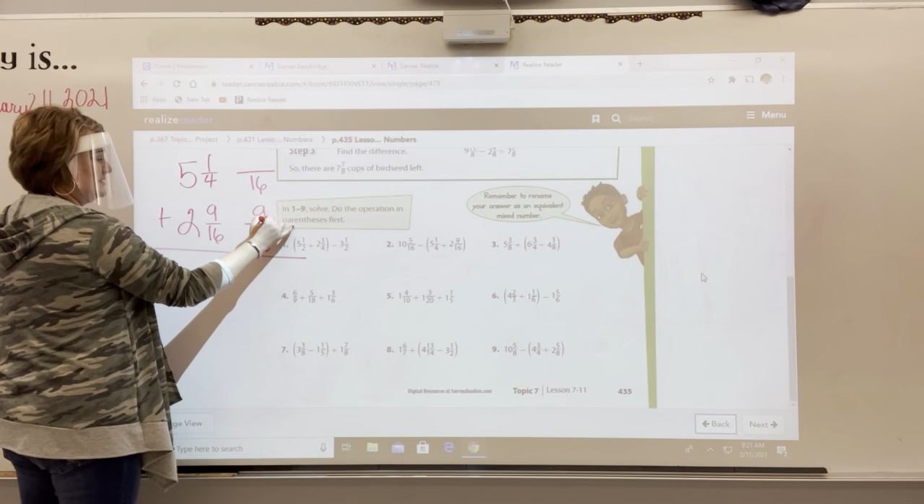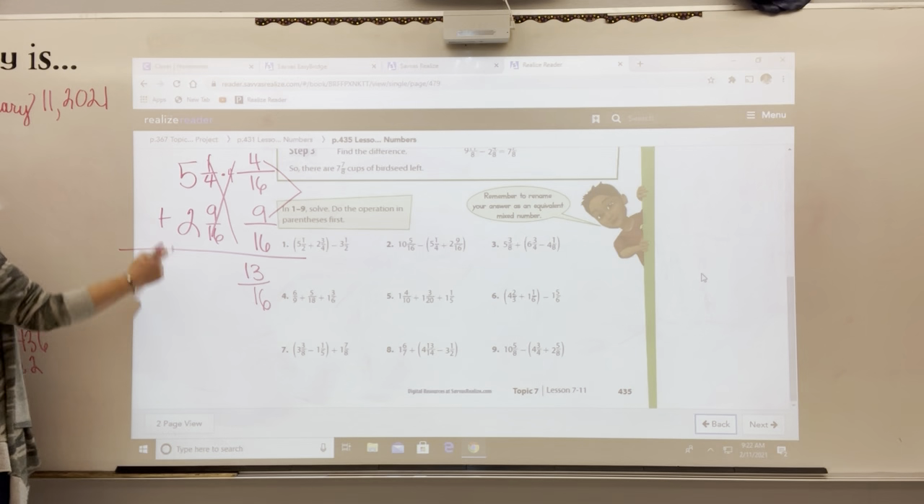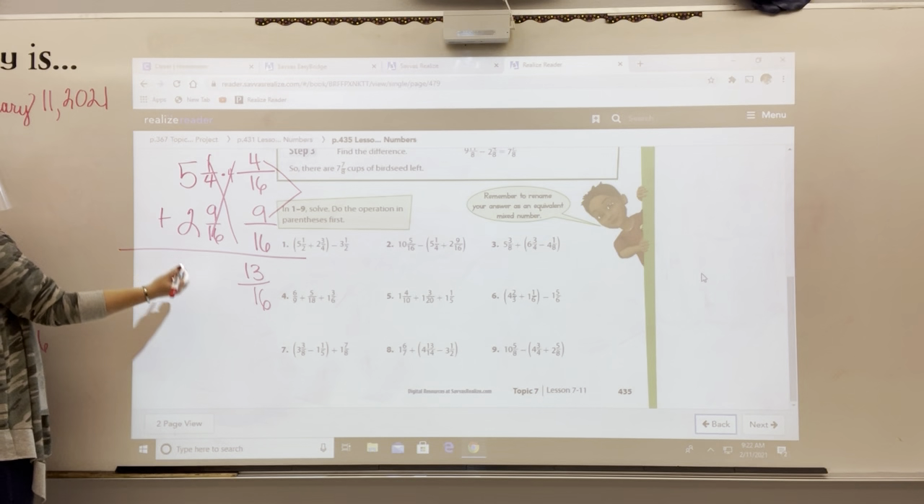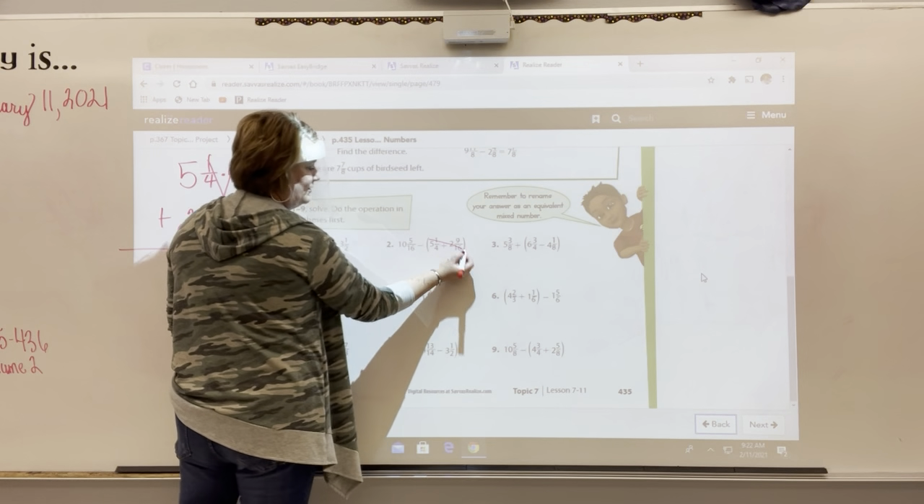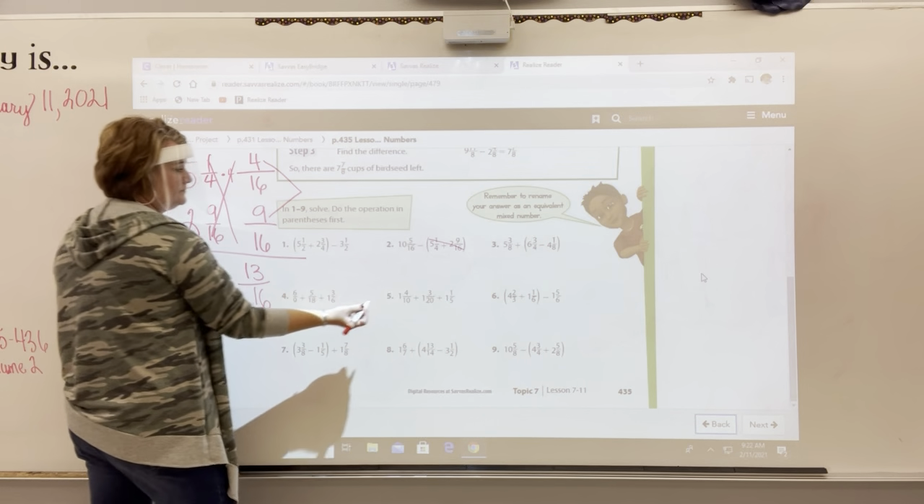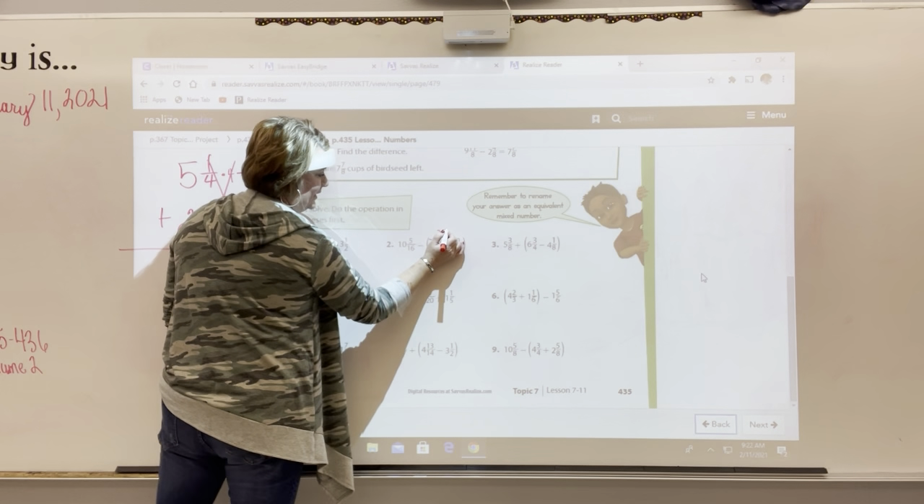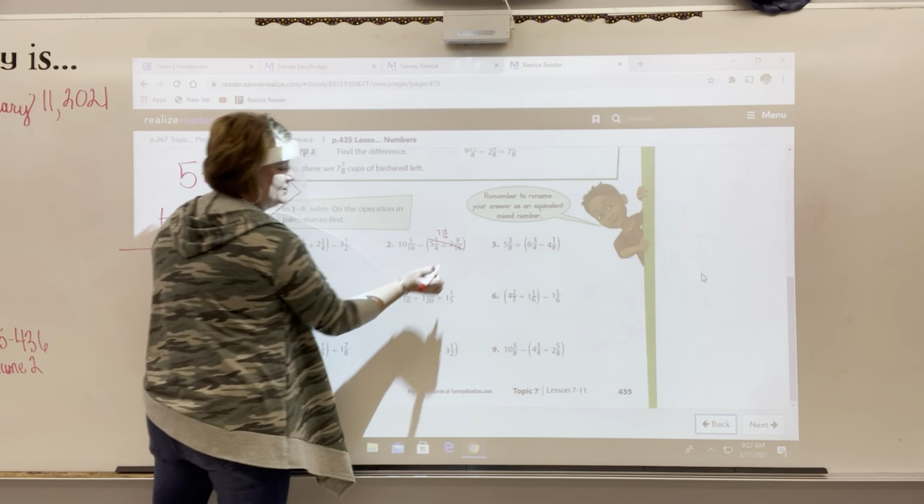Now let's get rid of this inside junk. We don't need that anymore. And let's draw our arrows from the 4 to the 9 and make sure that you know what the sign is, and the sign is adding. So 9 plus 4, we get 13. 16. That takes care of the fraction. Now we got to take care of the whole number. 5 plus 2 is 7. Now come over to number 2 and just gently mark out that parenthesis. And real little, because we don't want it to get confused with the answer, that just became 7 13/16.